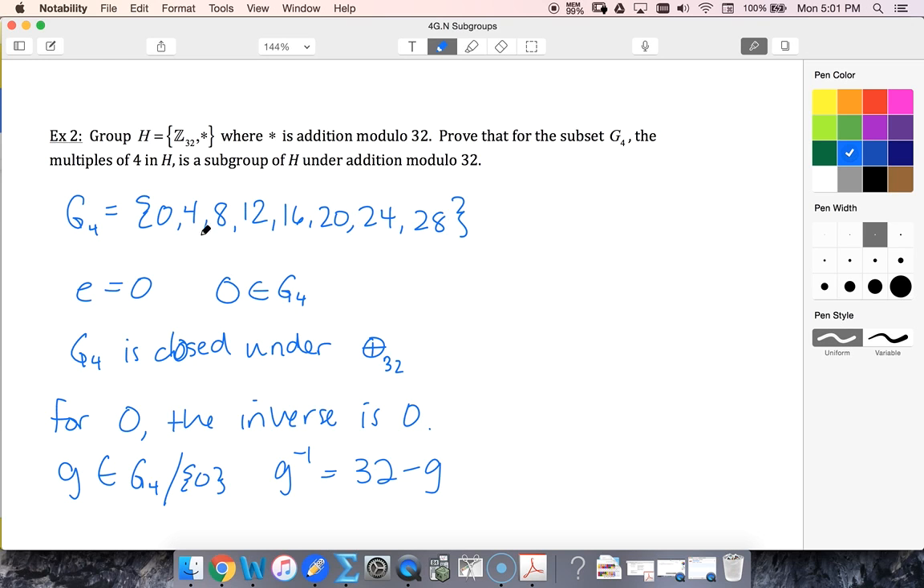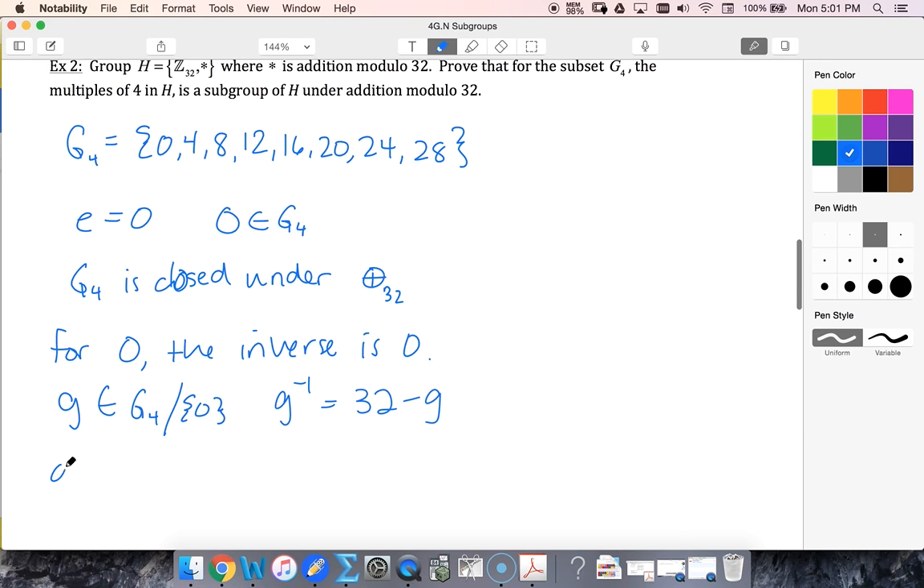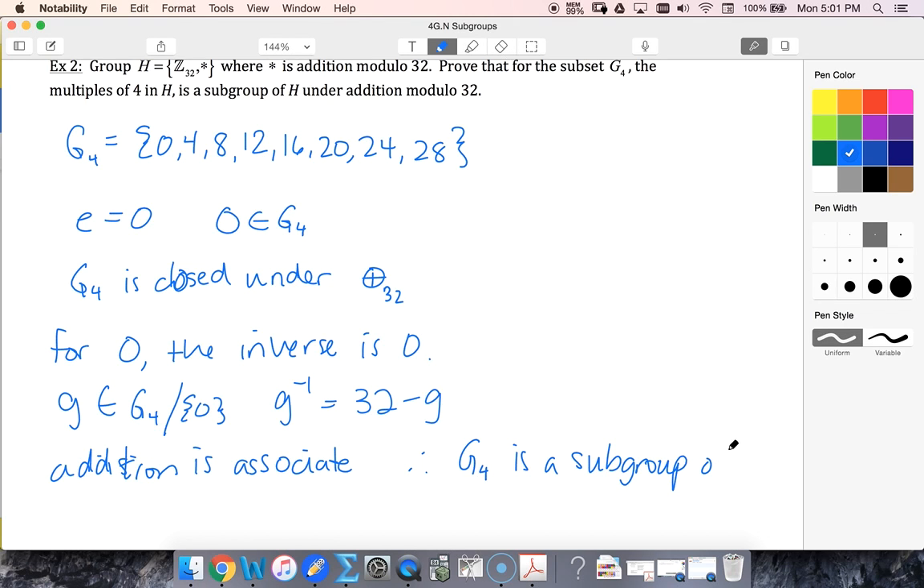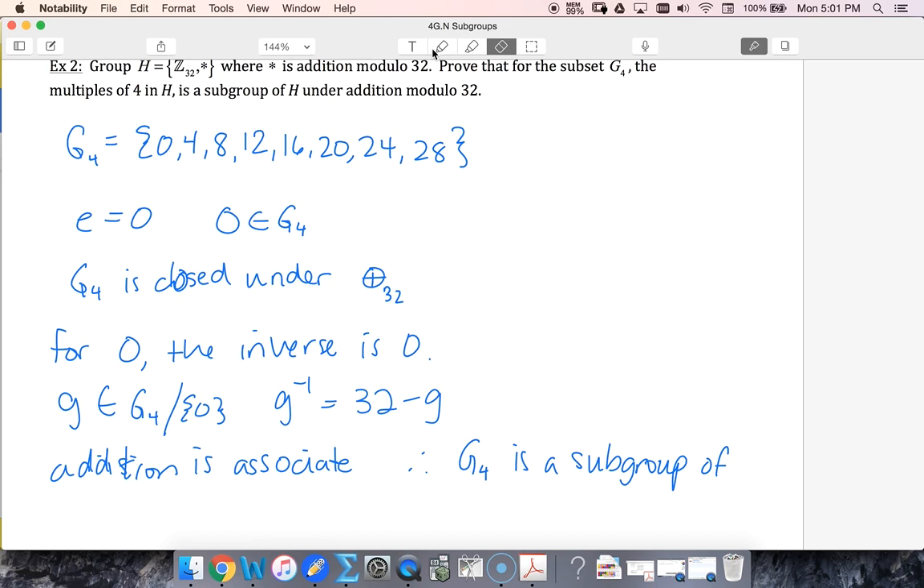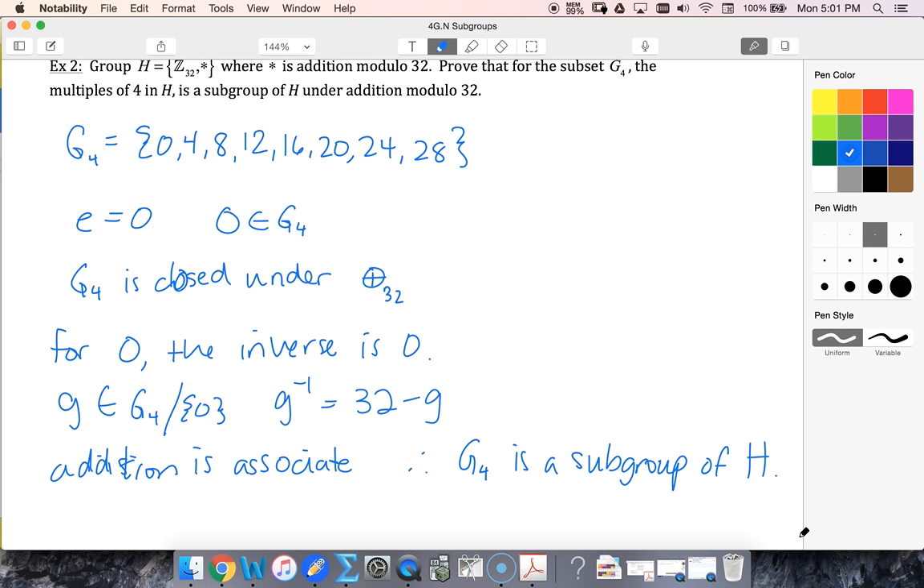It's closed, and we know that addition is associative. Therefore, G4 is a subgroup of H. And more specifically, it's a proper subgroup. It's not trivial. All right.